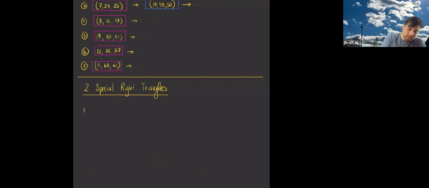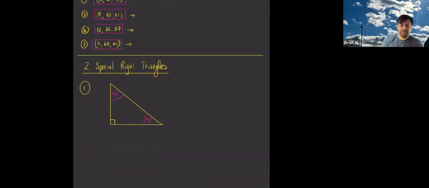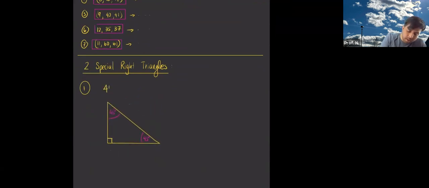So the first one of its kind is the isosceles right triangle. What is the isosceles right triangle? It's the triangle that has what's called the 45, 45, 90 degrees. So that's the first of its kind. A 45, 45, 90-degree triangle. That's a special right triangle.